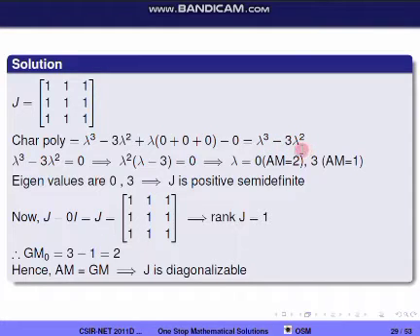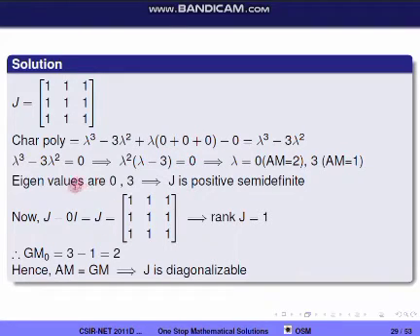So when we simplify this, we are getting lambda cube minus 3 lambda square. So now I am finding the eigenvalues. Eigenvalues are the roots of the characteristic polynomial. So equate the characteristic polynomial to 0. So lambda cube minus 3 lambda square equal to 0. You can take lambda square common here. So it is equal to lambda square into (lambda minus 3) equal to 0. So we'll get lambda equal to 0 and lambda equal to 3. 0 is an eigenvalue with algebraic multiplicity 2 and 3 is an eigenvalue with algebraic multiplicity 1.